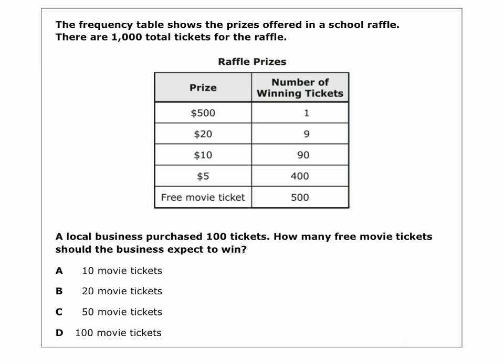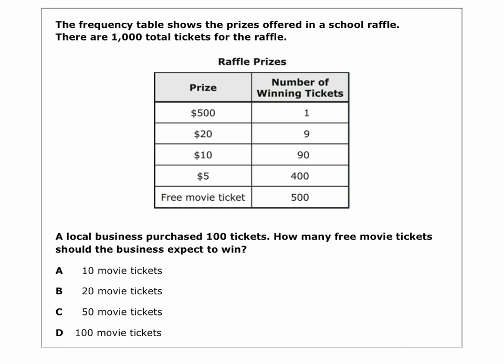This says the frequency table shows the prizes offered in a school raffle. There are 1,000 total tickets in the raffle. The raffle prizes are broken down in the table. There's one $500 prize, 9 $20 prizes, 90 $10 prizes, 400 $5 prizes, and 500 free movie tickets.